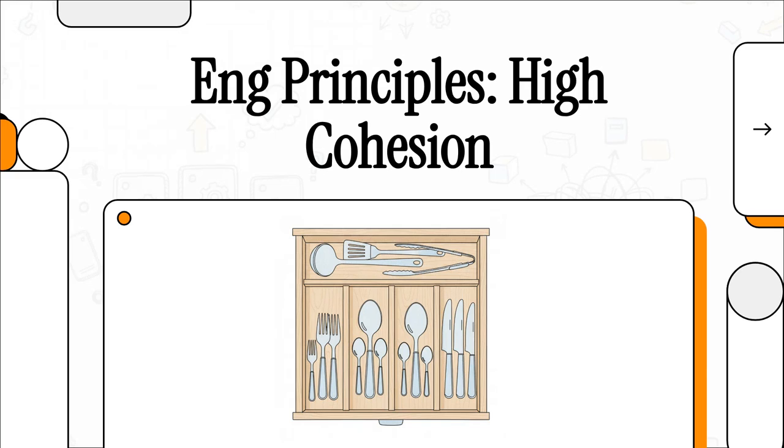Welcome to The Explainer, where today we're tackling an absolute core concept in software engineering. Seriously, this is the secret to readable, low-maintenance code: designing modules that do one thing and do it remarkably well.